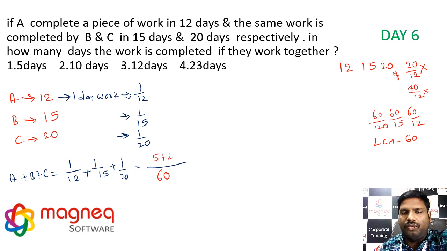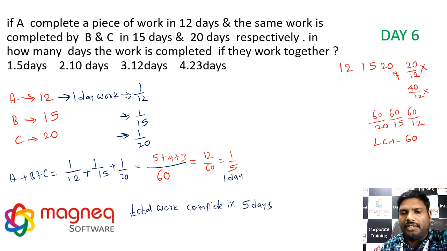So 5 plus 4 plus 3, that is 12 by 60, which means 1 by 5. 1 by 5 is the one day work. Total work is completed in 5 days. So 1 by 5 is the one day work of A, B and C. Next one, by using the LCM method.